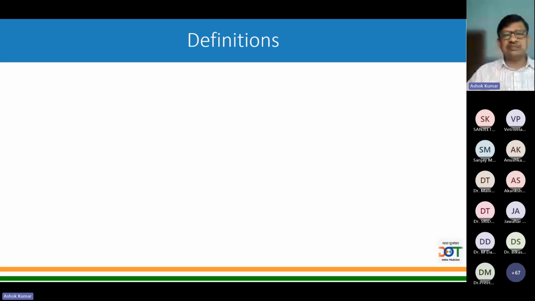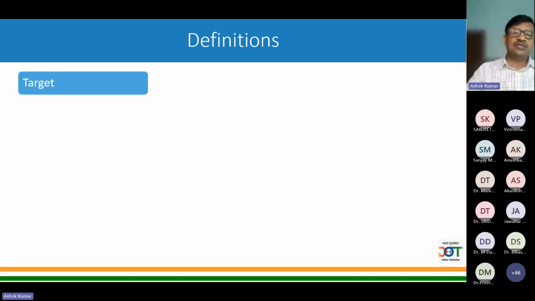So I'll start with different terminologies or definitions. The first one is target. When we say target, what we mean is the subscriber or the customer who is to be intercepted. If police want to intercept a call of a person, that person is a target. So the subscriber number or mobile number which is to be intercepted is called target in terms of lawful interception.